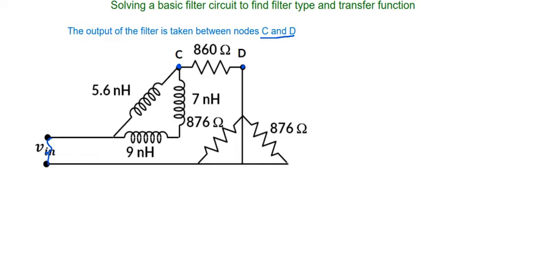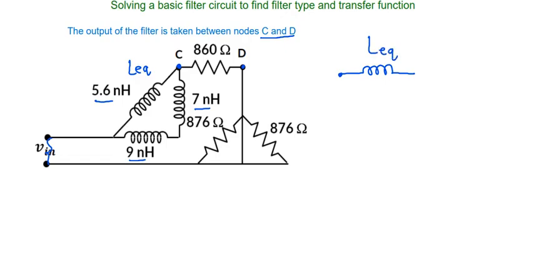Now we can see that this 7 nanohenry and 9 nanohenry inductors are in series, and they are forming a parallel path with 5.6 nanohenry inductance. So in this case, suppose the total inductance value is represented by the term L equivalent. So we can design the same circuit using one simple inductor which is having value of L equivalent. I am not calculating the whole value here.